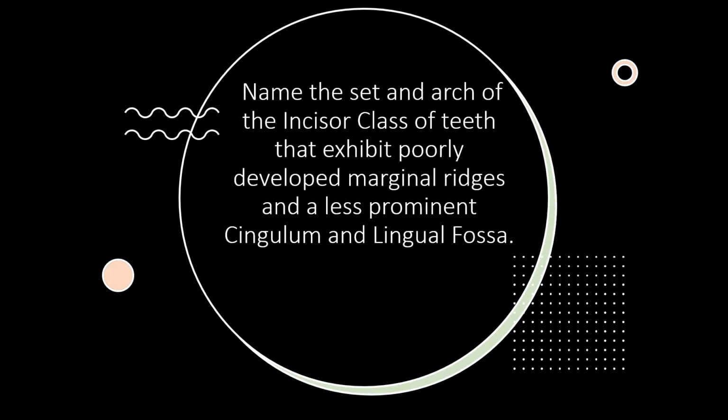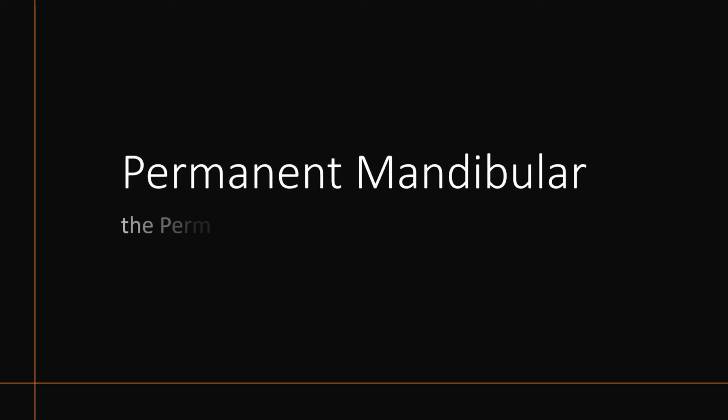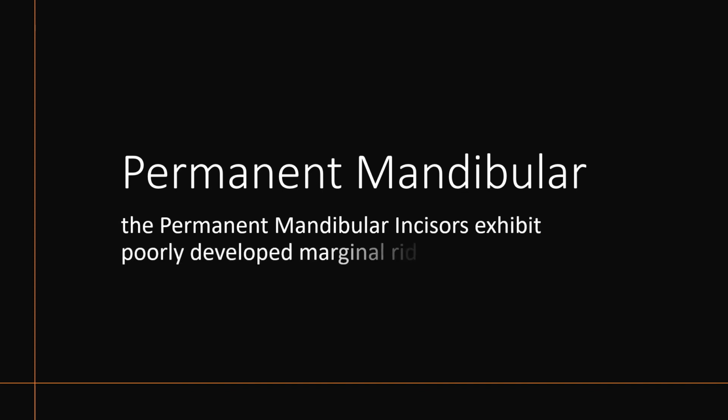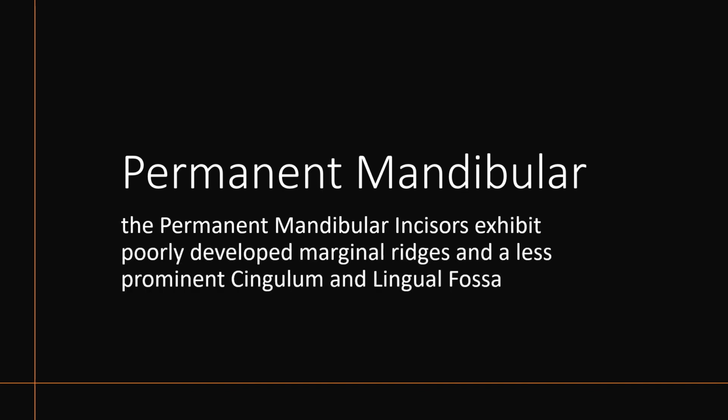So now the question is, name the set and arch of the incisor class of teeth that exhibit poorly developed marginal ridges, a less prominent cingulum and a very inconspicuous lingual fossa. The answer: the mandibular permanent incisors, be it the mandibular central or the mandibular lateral incisor. They have poorly developed marginal ridges, their cingulum is not as well developed as the other teeth, and the lingual fossa is also less prominent.